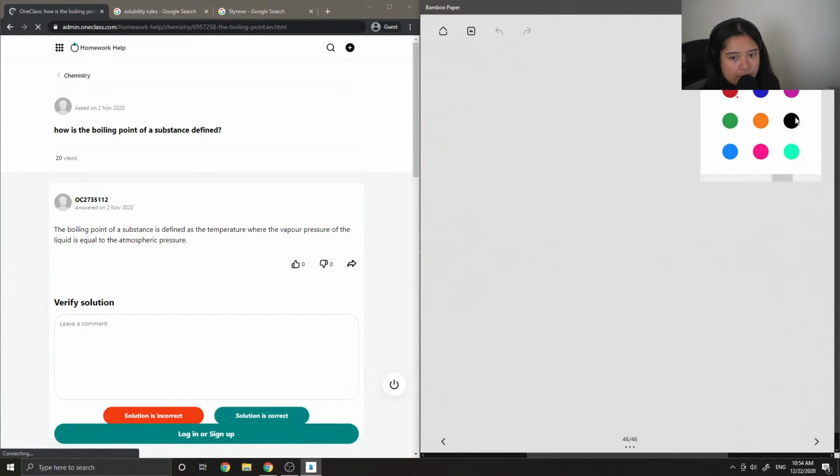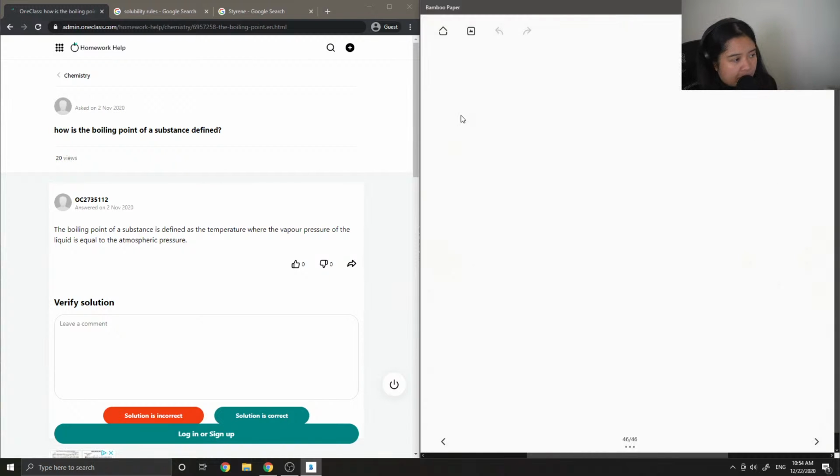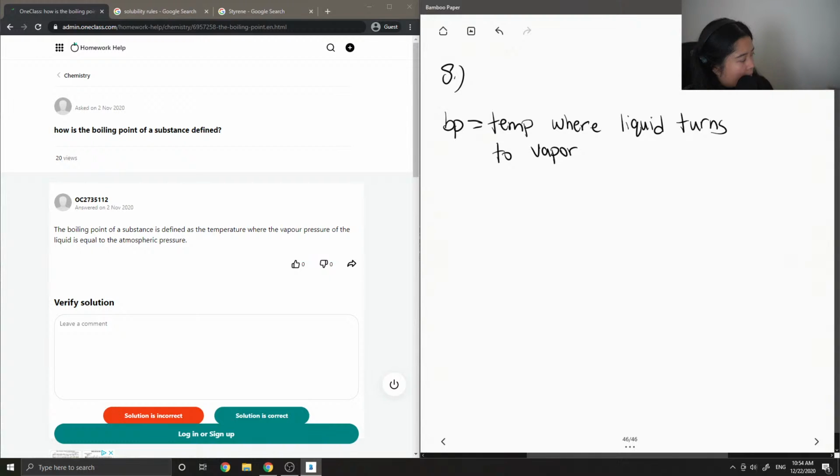Okay, so on to question number 8. How is the boiling point of a substance defined? So this is the temperature where your liquid turns to vapor. Yeah, pretty much.